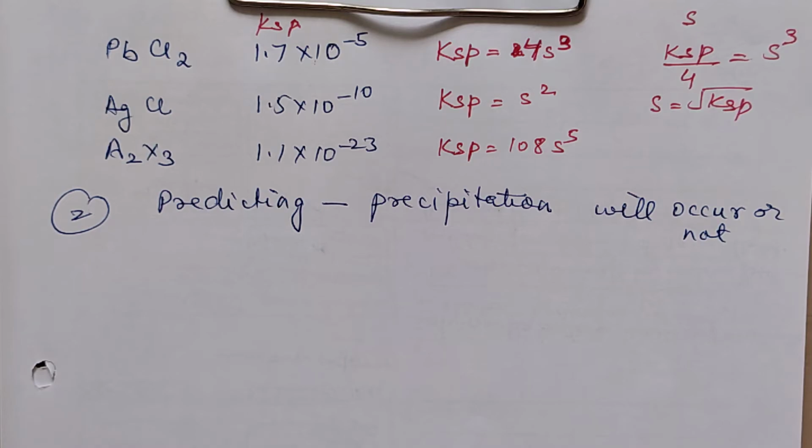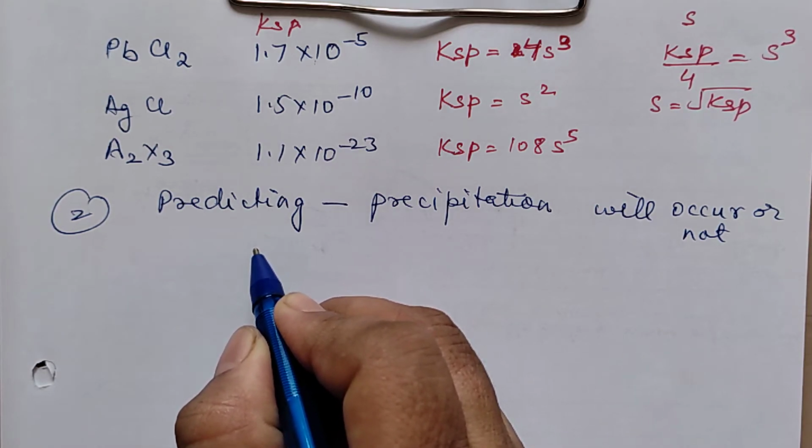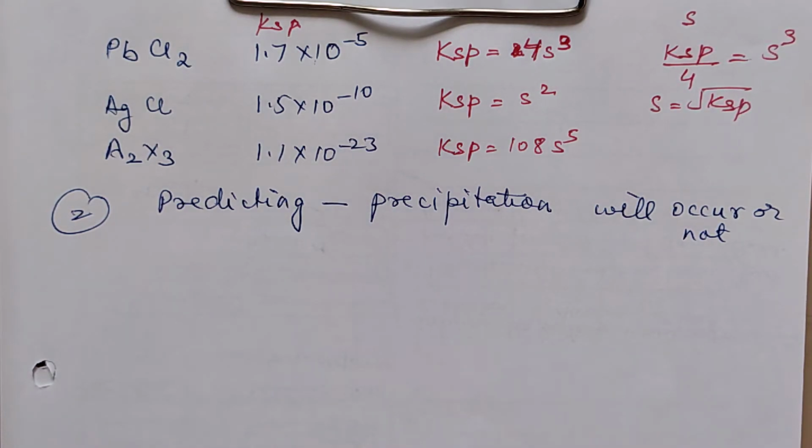Now for that type of question I will tell you, but first let me explain that there are certain conditions for predicting whether precipitation will occur or not. Let me take an example here.